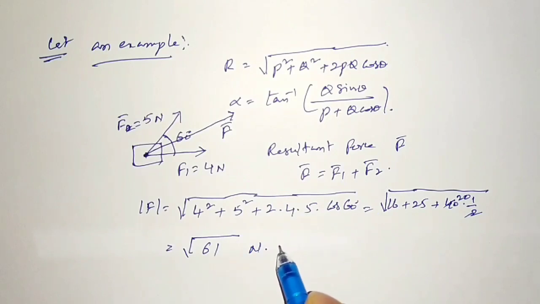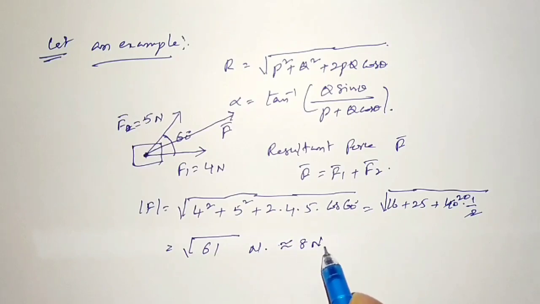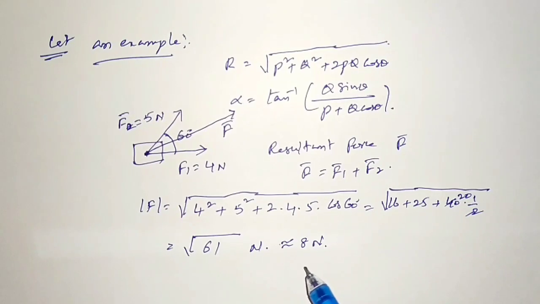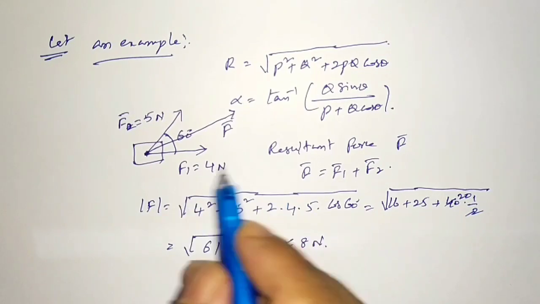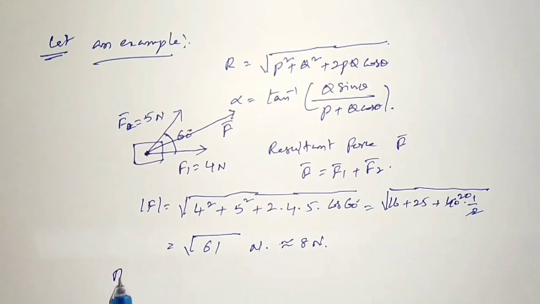Understood? So if you take this as the resultant vector F, then its magnitude is root 61. Means nearly how much? Nearly 8. Approximately less than 8 Newton. So that is the thing. Understood? Right. Now I want to calculate direction.